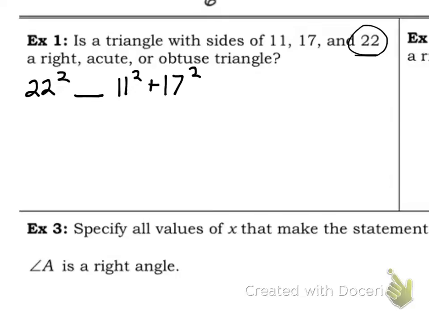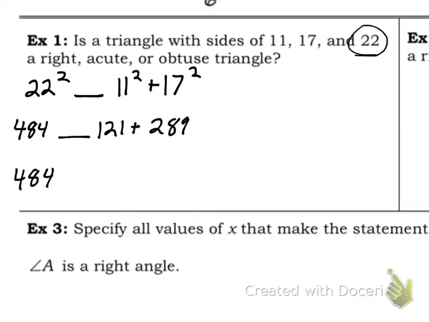All right. So currently we have 22 squared, which is going to be 484. That has something to do with 121 plus 289. Well, that's 410. Well, 484 is bigger. 484 is bigger. So if my hypotenuse, remember this is my hypotenuse side, is bigger.